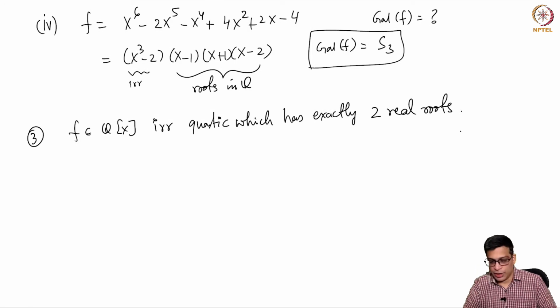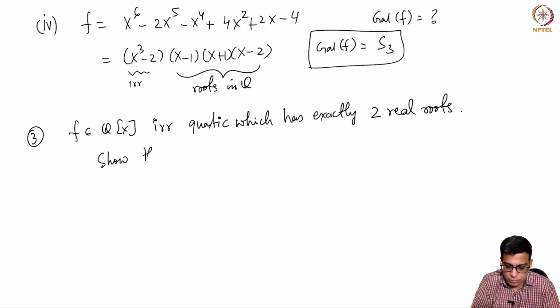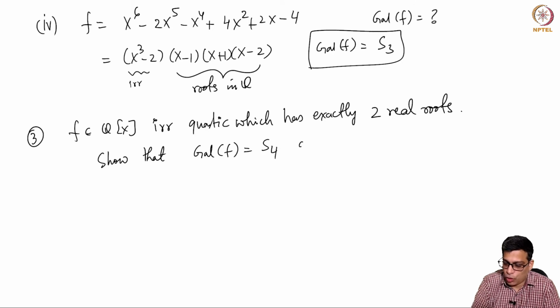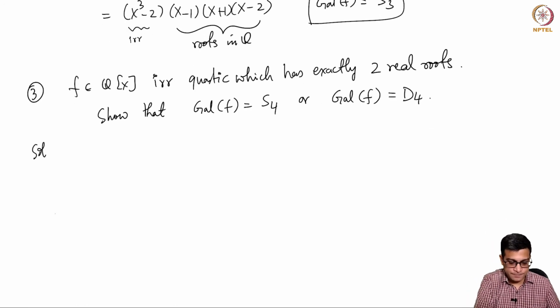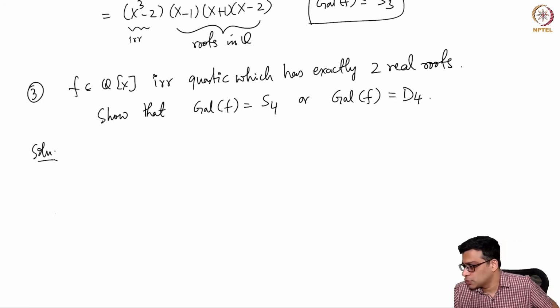So then I claim, and show, that the Galois group of F is either S4 or D4. It can't be any others in the list that we have. So why is this? Let us prove this.